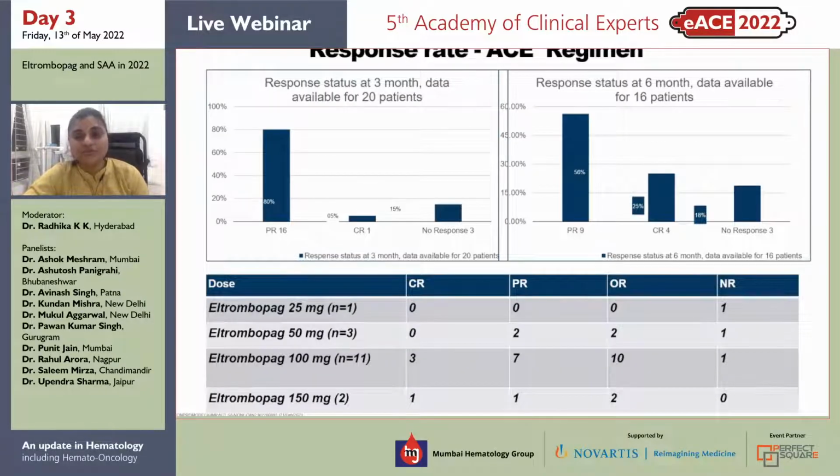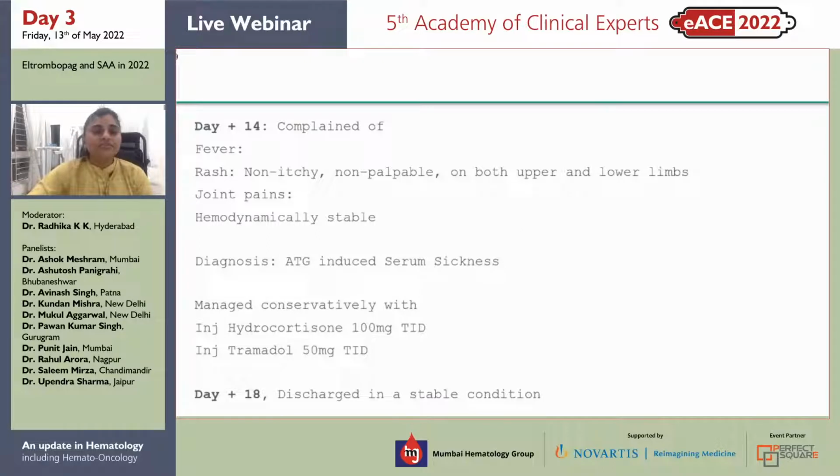Next slide, please. So this is our response, wherein with the ACE regimen we got around 81% response rate, of which the complete response is 25%. Next slide. Day 14, the patient had fever, rash, joint pains, ATG-induced serum sickness, managed with hydrocortisone and tramadol. Day 18, discharged in a stable condition. By second month his counts have improved decently. He has achieved a partial remission.